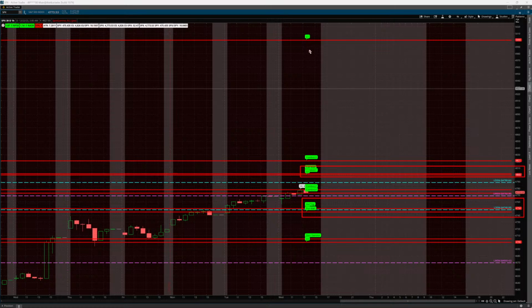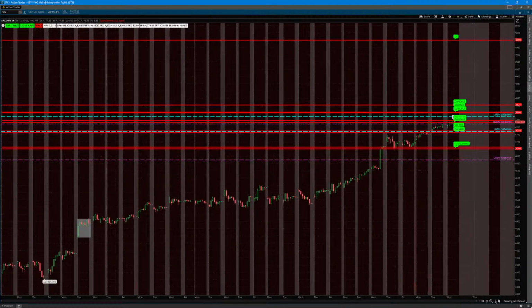And then finally, way up here at 5,000, that is the absolute gamma strike. That's the strike with the largest absolute positive and negative gamma. So that's where most of the gamma weighted open interest is concentrated. All right, so that's the range of levels.